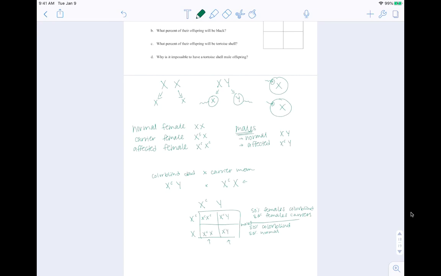We went through monohybrids, dihybrids, incomplete dominance, codominance, pedigrees, and sex-linked traits.